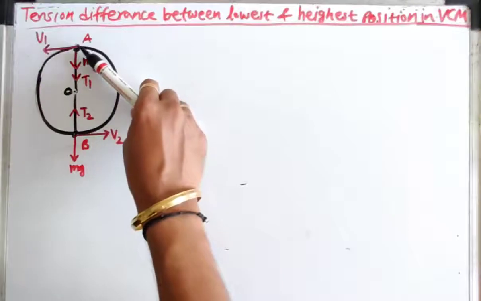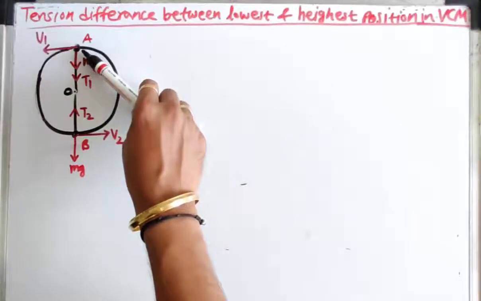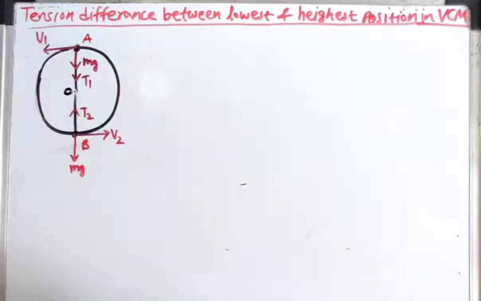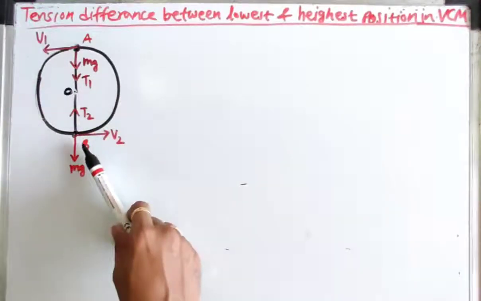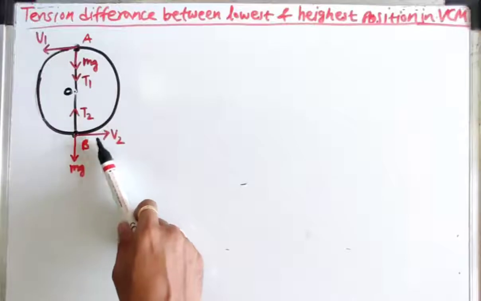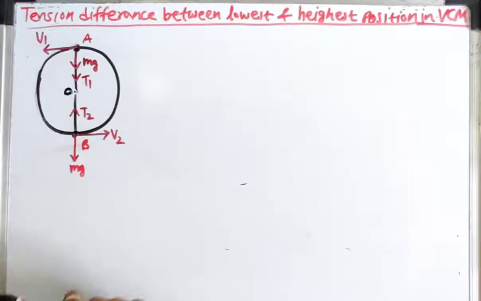Now at the highest position in vertical circular motion, that is at A, let v1 be the linear speed and T1 the tension in the string. Similarly, at the lowest position, at point B, v2 is the linear speed and T2 is the tension in the string.